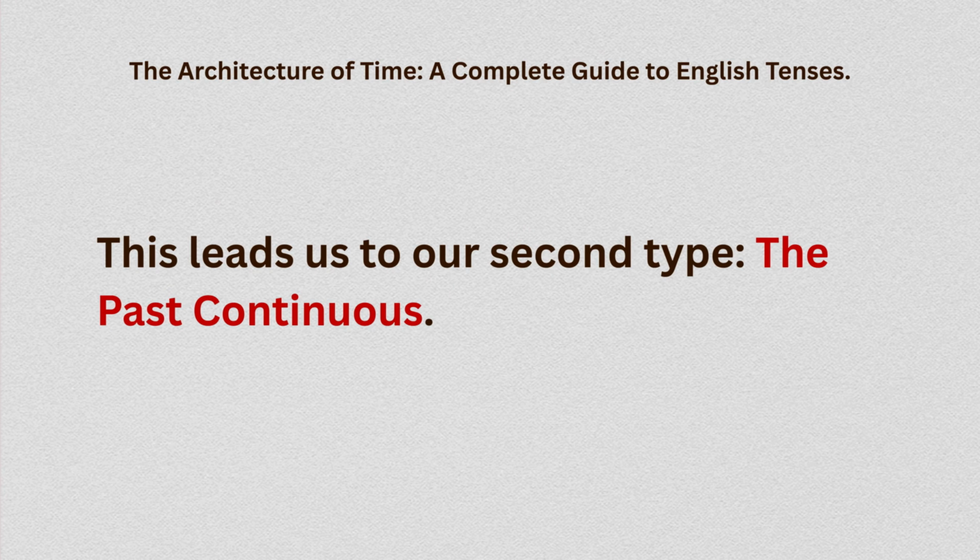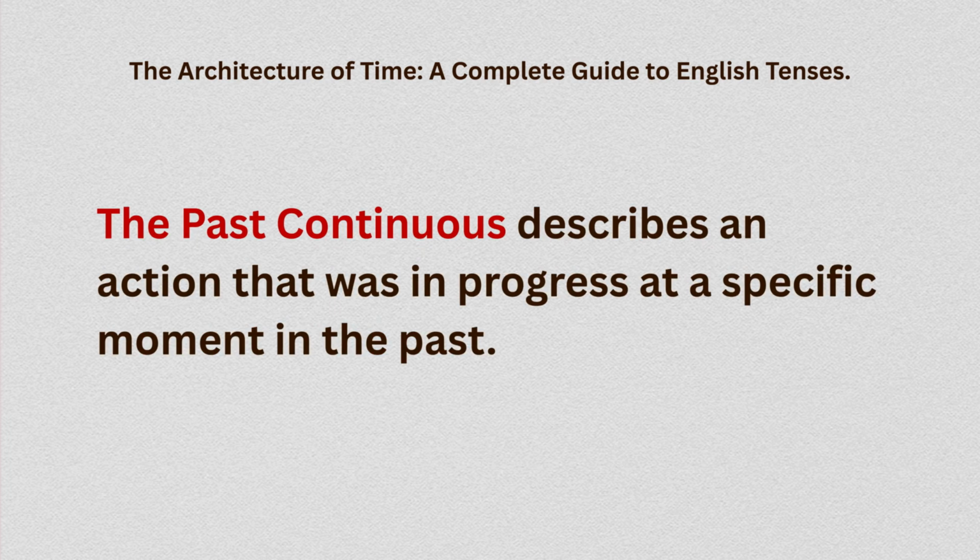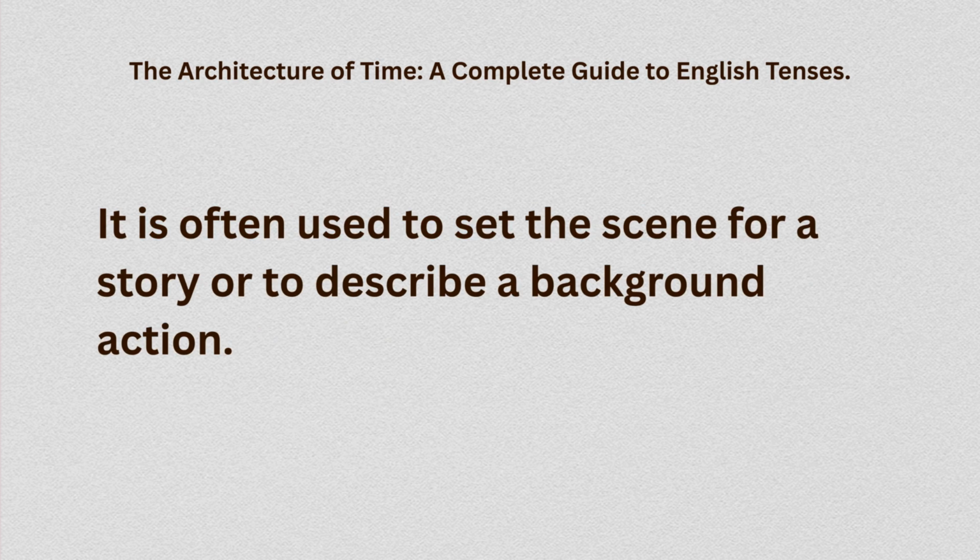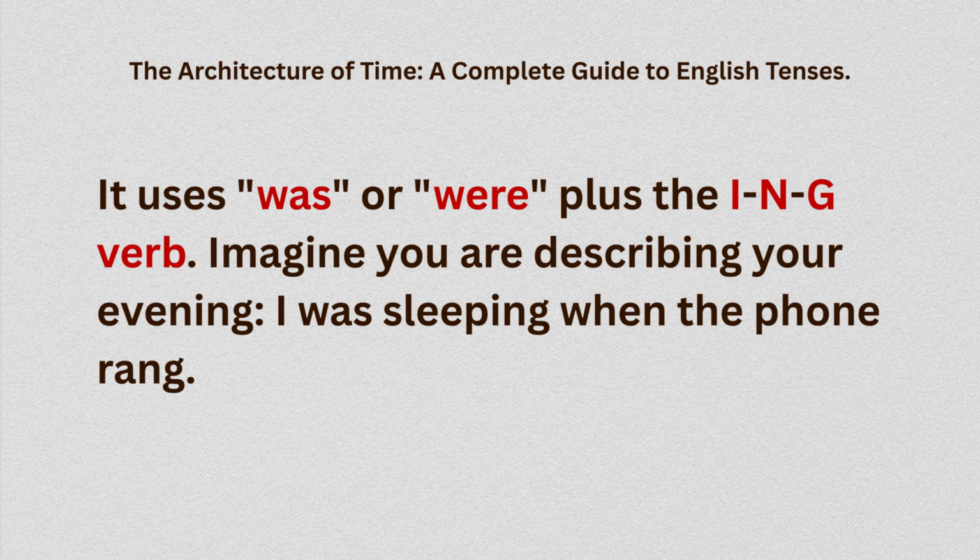This leads us to our second type, the past continuous. The past continuous describes an action that was in progress at a specific moment in the past. It is often used to set the scene for a story or to describe a background action. It uses was or were plus the ing verb.